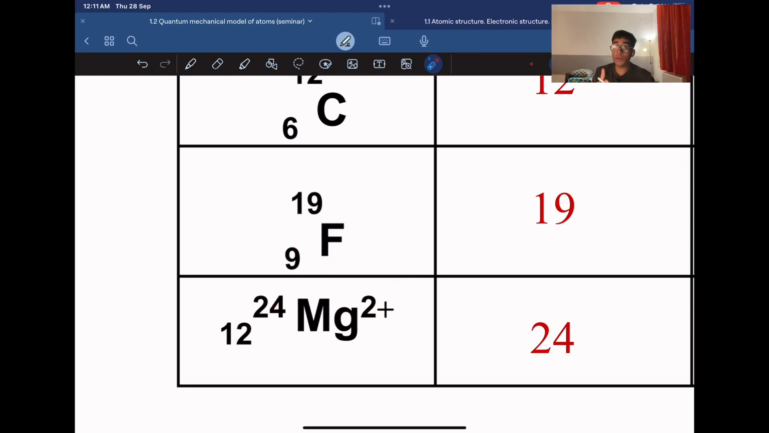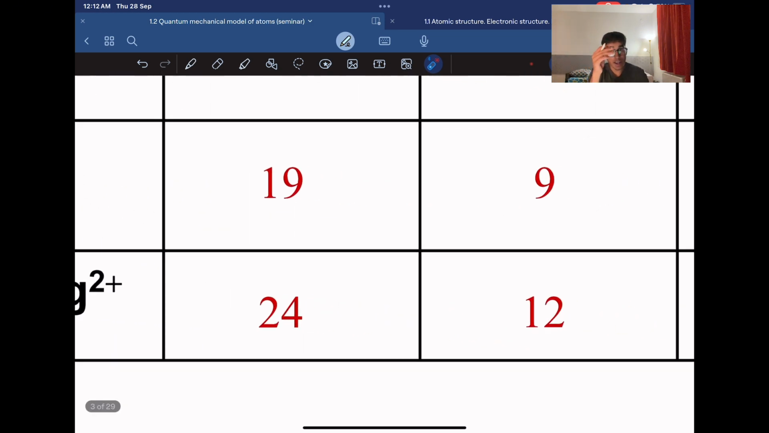But the number of electrons is different, because this has a charge, Mg2+. Plus means it's positive. That means the number of protons in this atom is higher than the number of electrons. If it's 2+, then there are 2 more protons than electrons in this atom. So basically, to find the number of electrons, you just subtract the charge from the number of protons. The number of protons is the atomic number, that is Z.